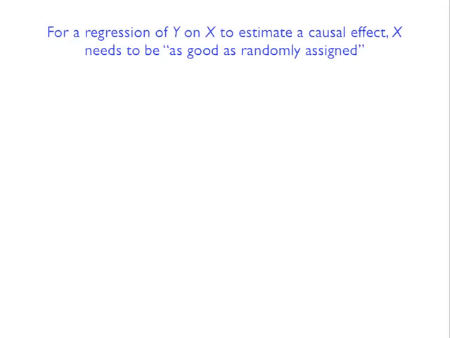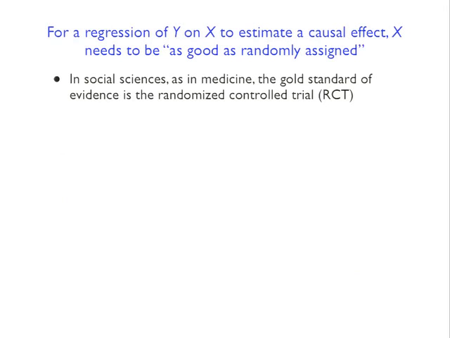Okay, so in order to ascribe a causal interpretation to the regression coefficient, essentially what you need is that this variable x needs to be as good as randomly assigned. In social sciences, as in medicine, the gold standard of evidence is what we call the randomized controlled trial. This is like the clinical trials that I described, where you take a group of people and essentially flip a coin for each person. If the coin comes up heads, you assign them to the treatment group, and if it comes up tails, you assign them to the control group.